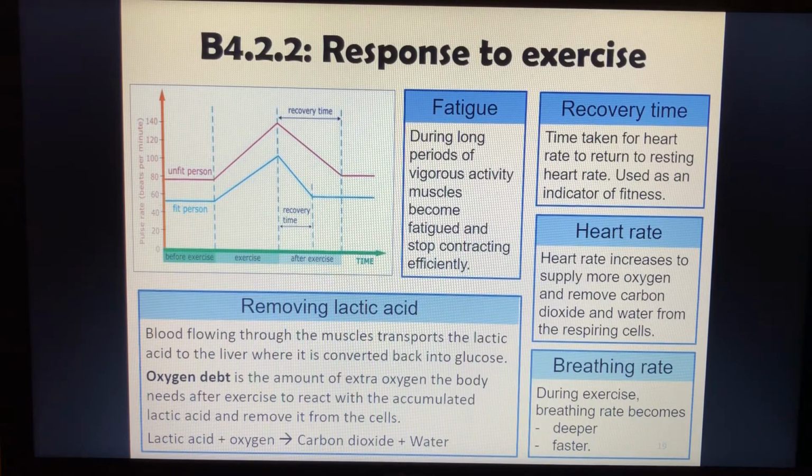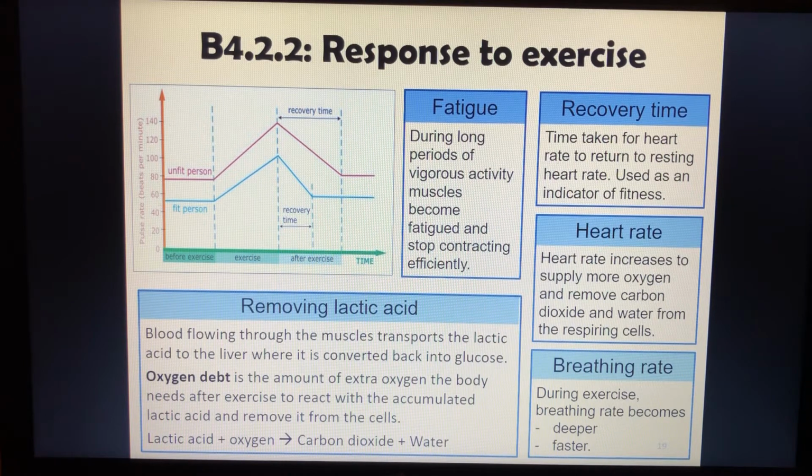Okay, we then had a look at exercise. This was one of our first distance learning lessons. We did some exercise, we compared our fitness to somebody else, and we said that there are three indicators of fitness. One was a fit person will have a lower resting heart rate. One was a fit person will have a lower heart rate after they've exercised, comparing the same exercise done at the same intensity for the same amount of time, and a fit person will have a shorter recovery time.